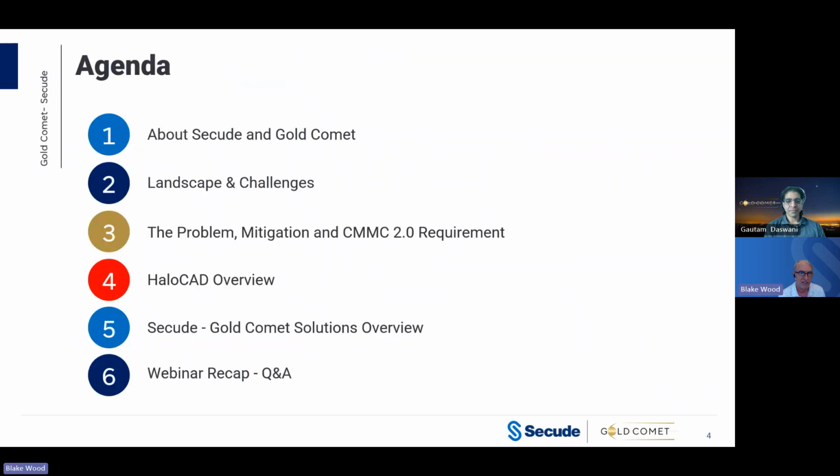Today's talk is going to be, we're going to present both companies, Secud and Gold Comet. We'll talk about the current market landscape and some of the challenges that we have with protecting these types of files in a highly collaborative and regulated environment. Also the problem and mitigation with CMMC 2.0 requirements.